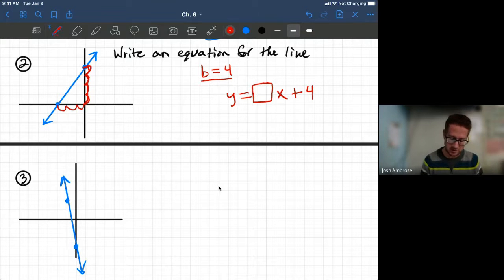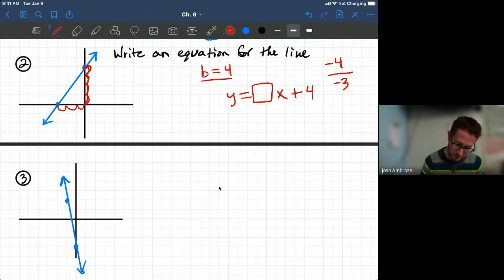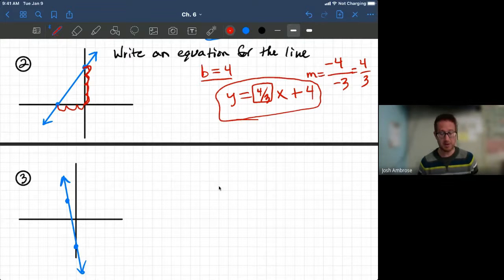This is a little bit different here. You may have noticed if we travel down 4, that's a -4. Then if we travel to the left, that's also another negative. So that's a -3. But a negative over a negative actually makes a positive. So that would mean that really we're looking at m equals 4 over 3. So that is my slope right there, 4 over 3. So the whole slope-intercept equation is right there. Y equals 4/3 x plus 4.